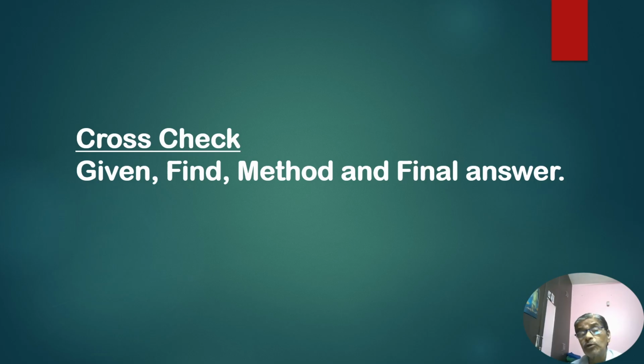What is it that you have to cross check? Once again, refer to the problem and find out whether whatever you have listed in the given is correct. Whatever is listed in find out, you have to check once again. And then whatever method you are adapting, whether you have listed it properly, this is crucial, where you may make mistakes. And also the final answer, you can always cross check.